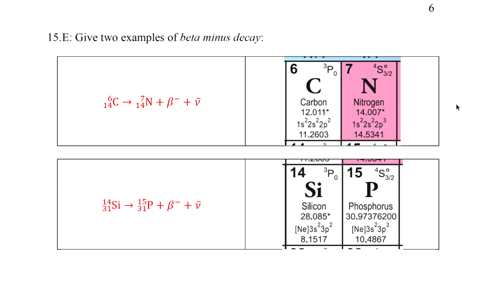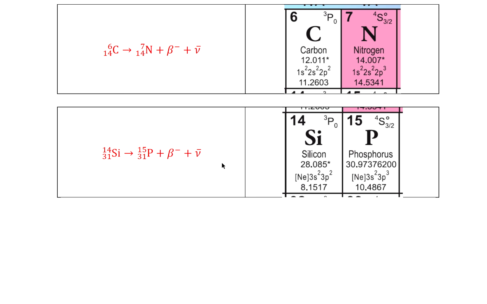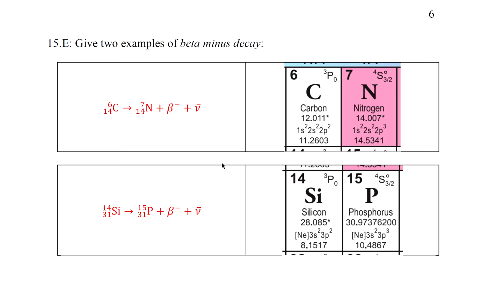Question 15, give 2 examples of beta minus decay. So understand these 2 examples. In the first example, we have 6 protons in carbon, then we get 7 protons in nitrogen. Carbon had 8 neutrons, nitrogen has 7 neutrons. Okay. Like I said, understand these 2 examples.